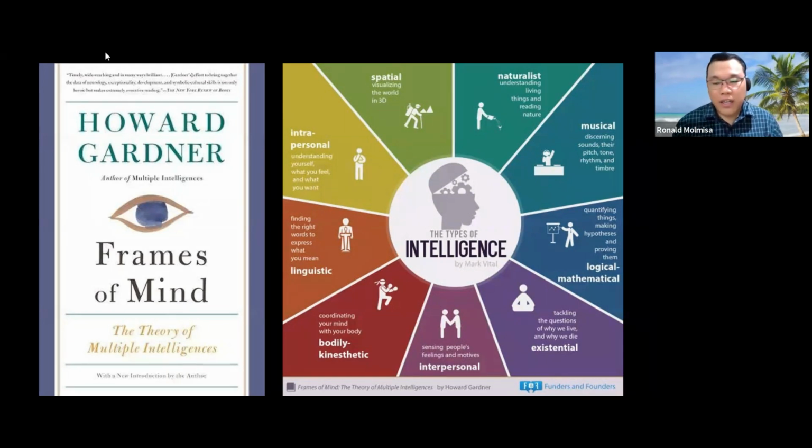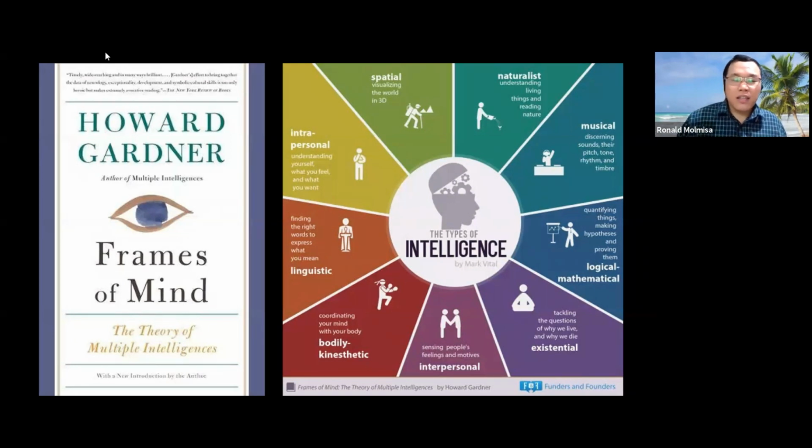And then, pwede rin existential. Honestly, this is the most recent edition, 1990s lang to, no? When you say existential, may pagka-spiritual ito. Tackling the questions of why we live and why we die. They can answer those questions. The purpose of life, even yung skill on how to heal using divine power. So, naka-subsume siya under the existential intelligence.